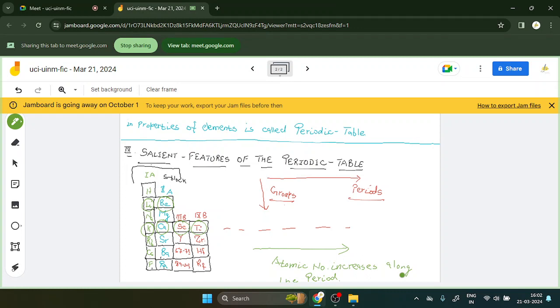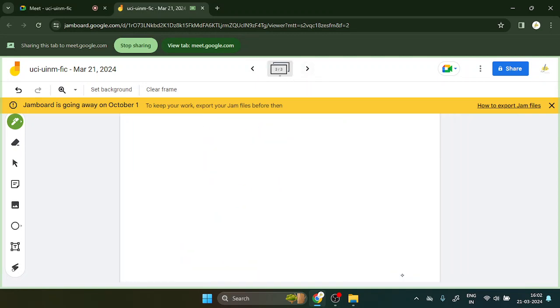Let us discuss more about this periodic table. We will be considering this periodic table in detail here. So these were the salient features which we discussed of the periodic table. Now we will be seeing how there is a regular change in the trends when we look at the periodic table. Clear? Now let's discuss the groups first.